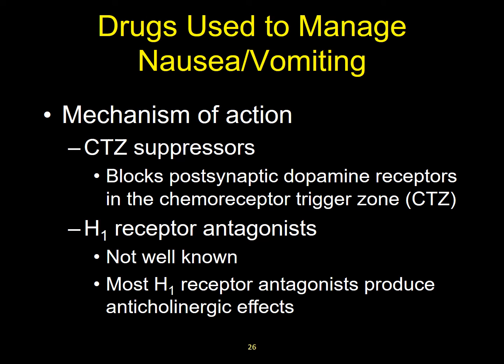Its job is to process all the input, and either you exceed threshold, in which case you're going to puke, or you dodge the bullet and suppress it, and then you don't puke. So one of the primary neurotransmitters that triggers the chemoreceptor trigger zone is histamine.